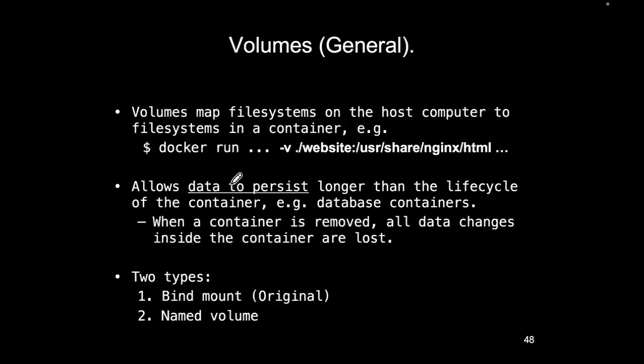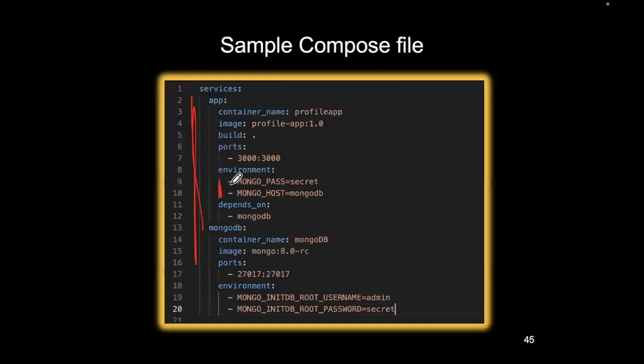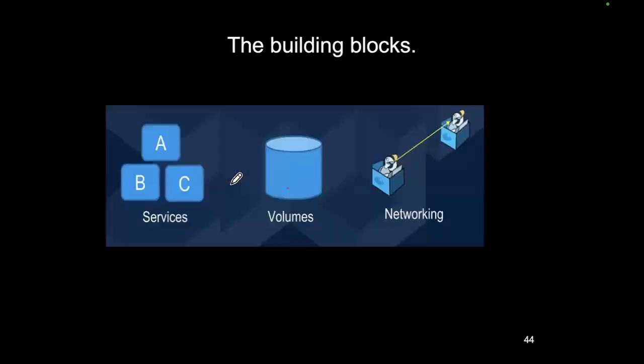Now, if I go back a couple of slides to here, I said there are three building blocks related to Docker Compose, and we've looked at two of them, services and networks. The last thing I want to look at is volumes.